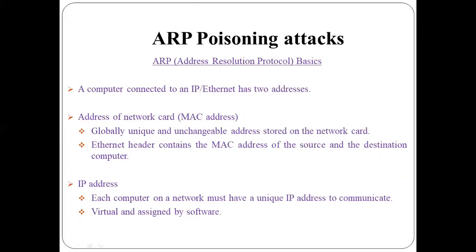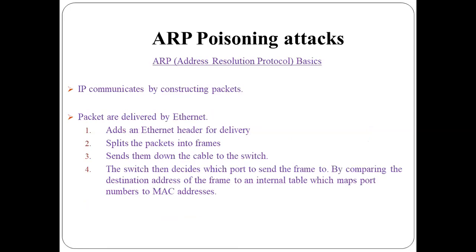Now here you can see that ARP is address resolution protocol. A computer connected to an IP Ethernet has two addresses, we know very well. One is the MAC address, which is unique. Another is the IP address. We have talked about a lot of things for this. IP communicates by constructing packets. Now packets are delivered by Ethernet.